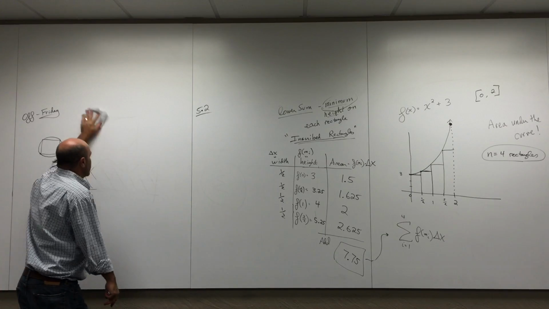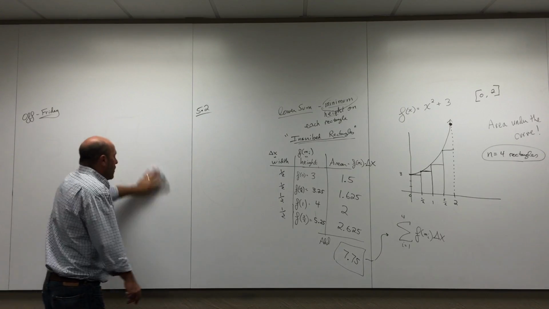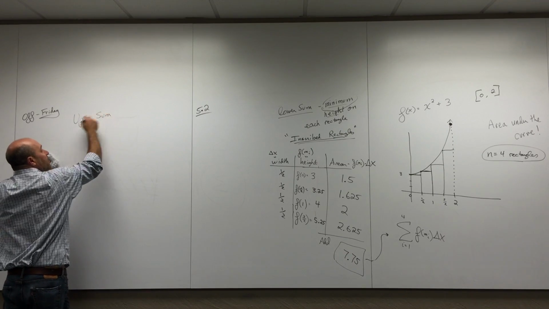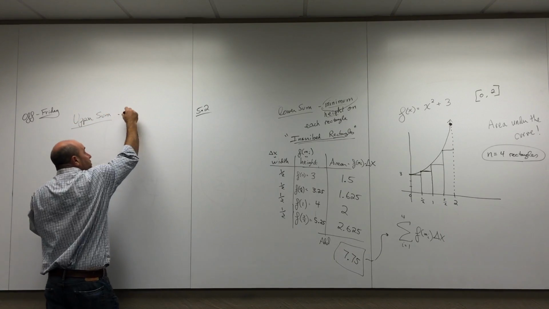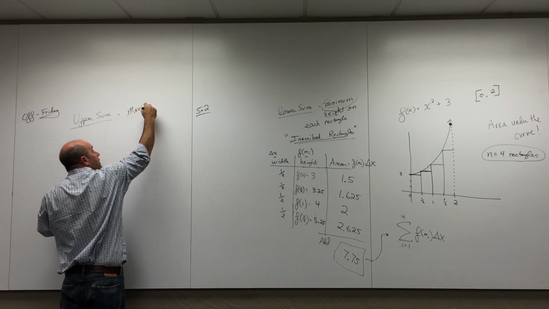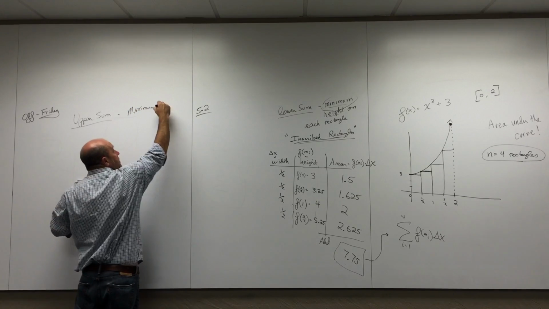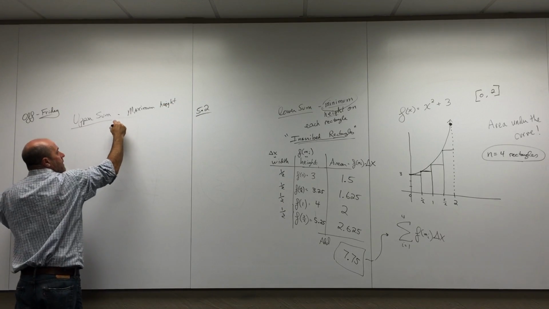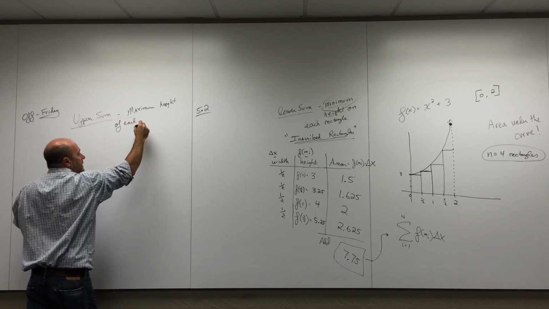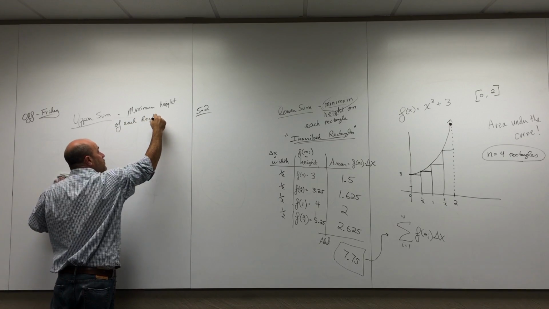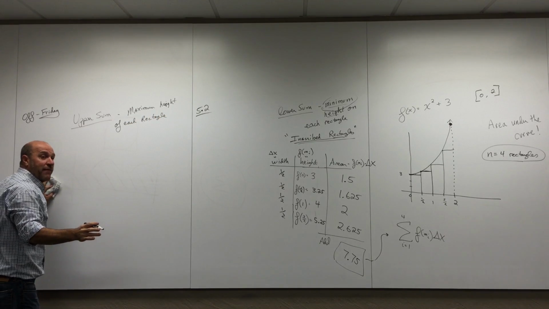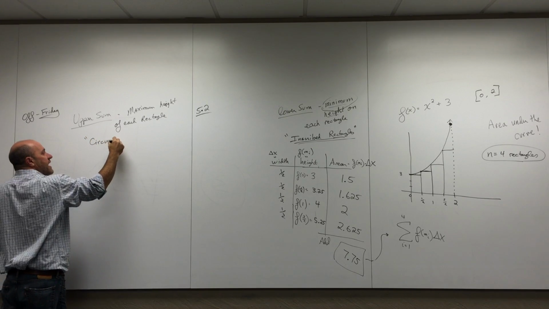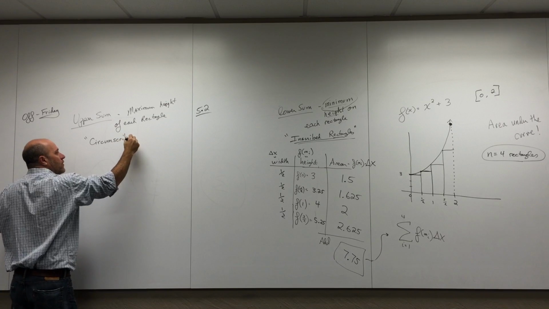Let's do this again. So now I want to do what's called an upper sum. Same problem. When I do an upper sum, I use the maximum height on each interval. In other words, instead of using inscribed rectangles, now I'm going to use circumscribed rectangles.